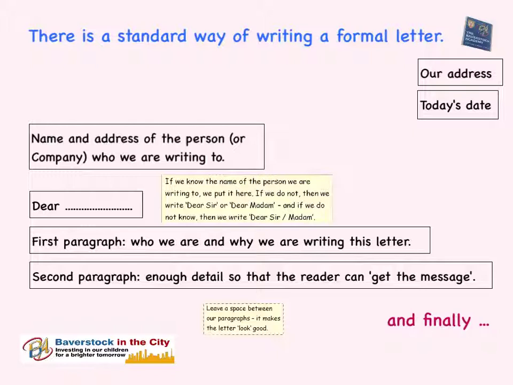There is a standard way of writing a formal letter, and we'll have a look how we do it here. On the top right-hand side of our piece of paper, we write our address. Underneath that, we write today's date. On the opposite side of the piece of paper, underneath the date, on the left-hand side, we will write the name and address of the person or the company who we're writing to.